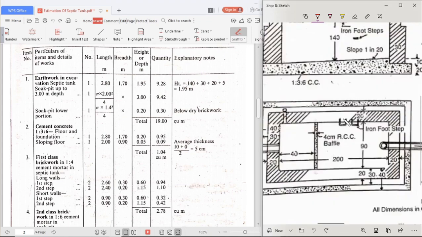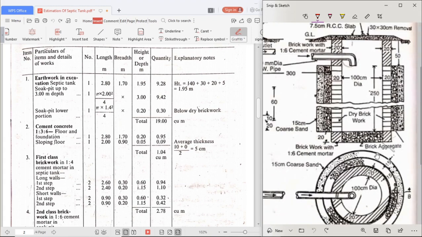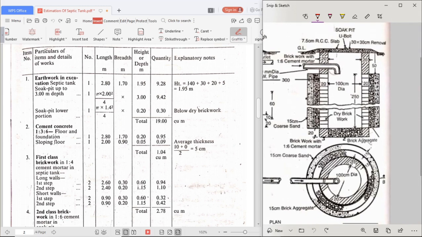Now we will go to the soak pit. So see here, soak pit. As soak pit is in circular shape, what we have to do to find the quantity? We have to find area, that area into the height or depth. It will fetch us the quantity. So what is the area of the circle? Pi d square by 4. So soak pit up to 3 meter. Up to 3 meter means 250 plus 50. This 150. This is 250. So 250 plus 50 is 3 meter.